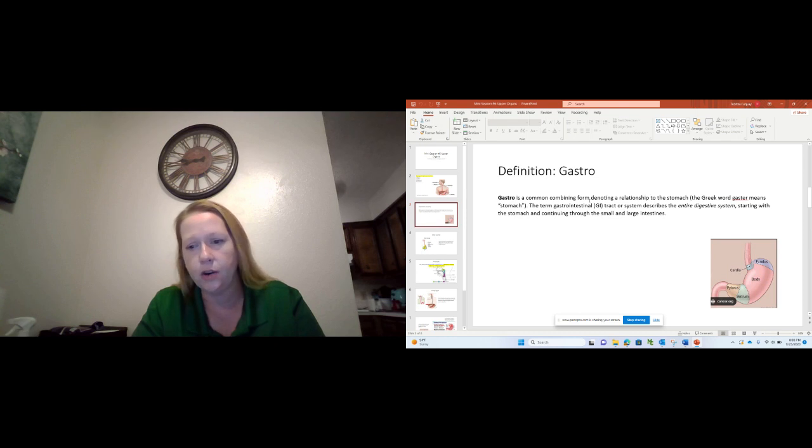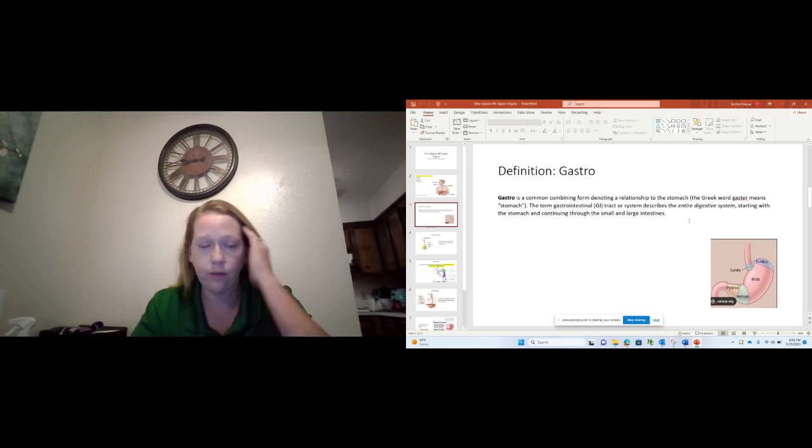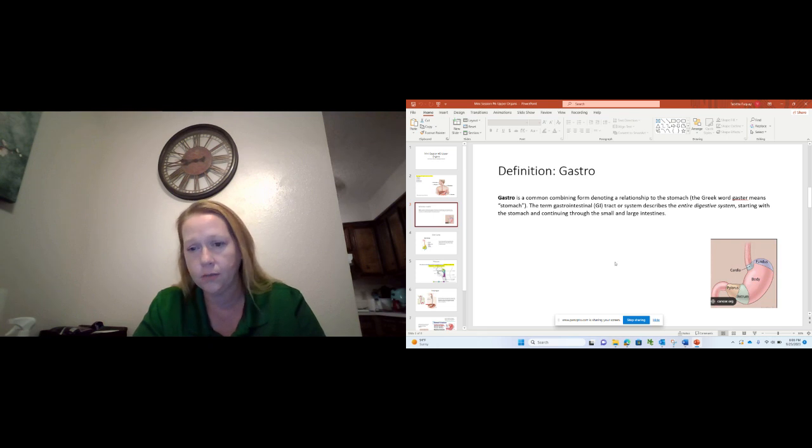So a definition that you're going to need to know is gastro. Gastro just means stomach. However, the term gastrointestinal means the entire digestive system, starting with the stomach and continuing all the way through the large and small intestines. So if you have a gastrointestinal doctor, they deal with strictly the GI tract. Okay.